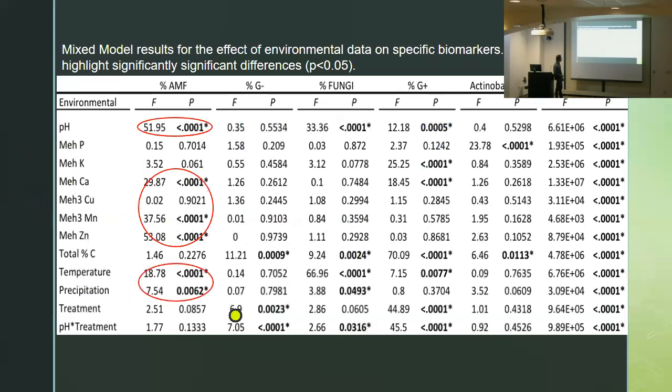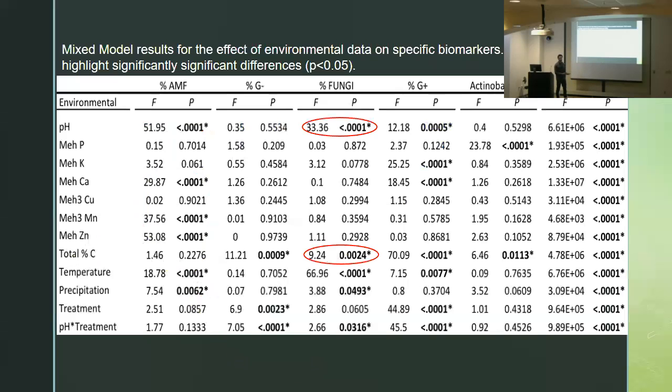And it was correlated with temperature and precipitation for the month that they were sampled in. Fungi, on the other hand, also were significantly correlated with pH, but they were significantly correlated with total percent carbon, while the AMF were not. So this might explain a little bit of the differences between the two biomarker groups.